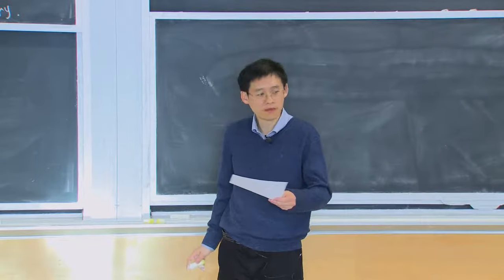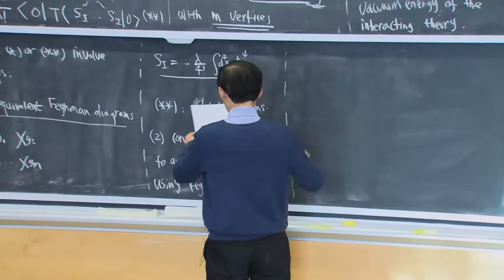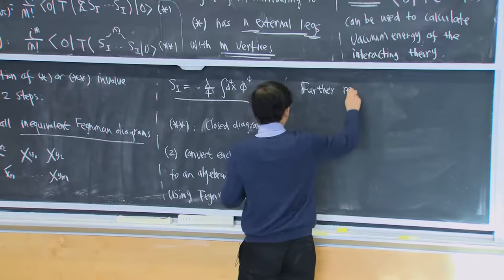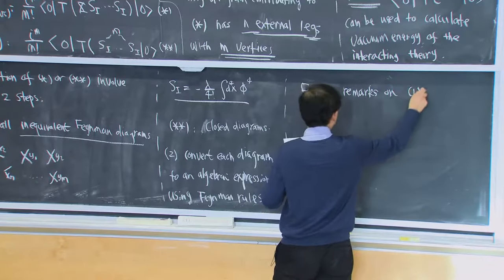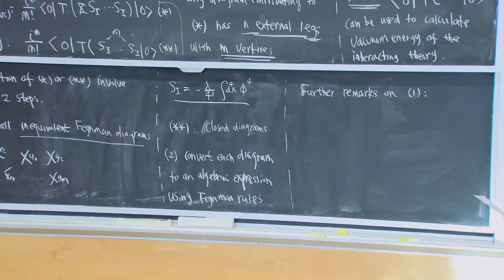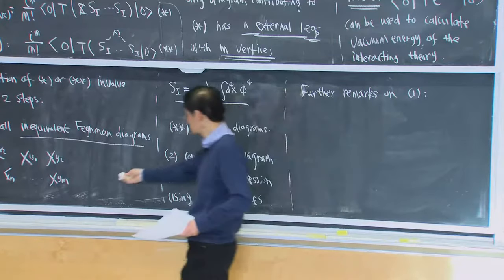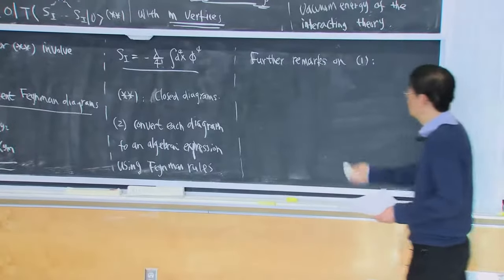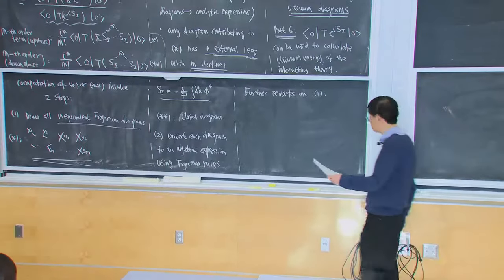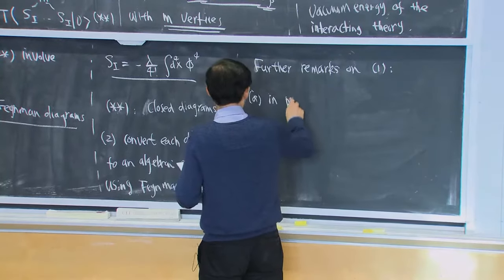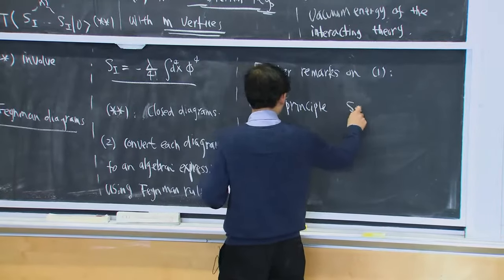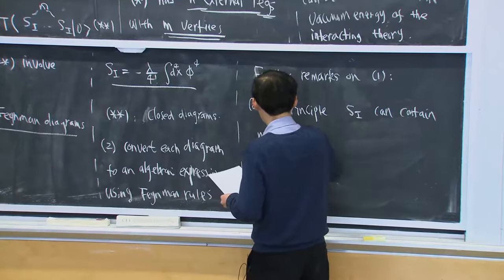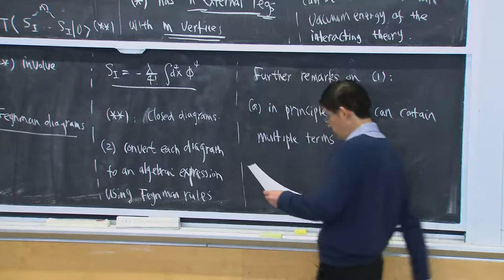Any questions? Good. So some further remarks on this first step. Here I consider a very special case, corresponding to SI being just a single term, phi to the fourth. In principle, of course, SI can contain multiple terms.